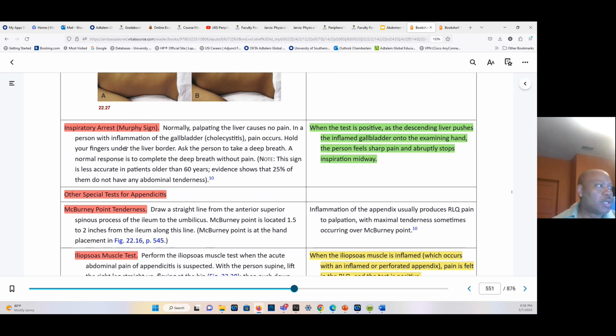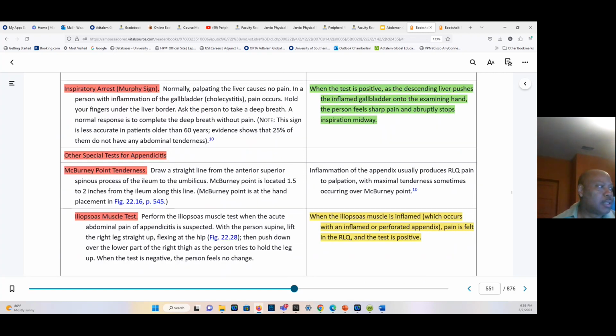So this is the inspiratory arrest or Murphy sign that we talked about and what it can mean. And then, of course, McBurney point tenderness. We draw a straight line from the anterior superior spinous process of the ilium to the umbilicus. McBurney point is located 1.5 to 2 inches from the ilium along this line.